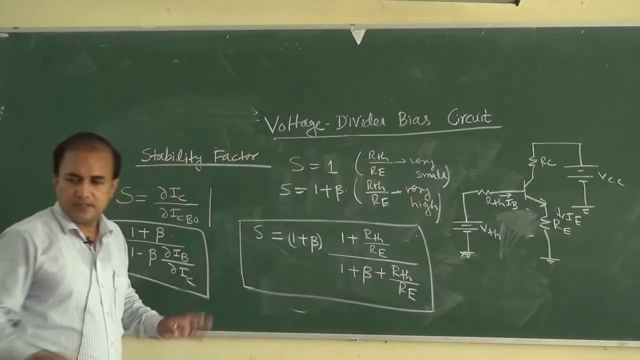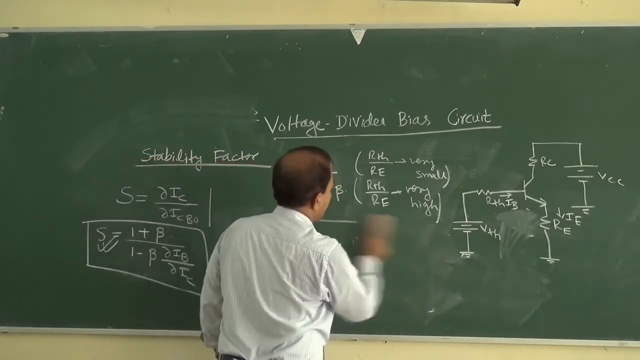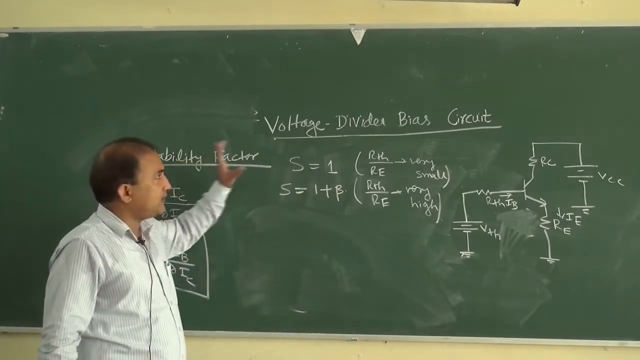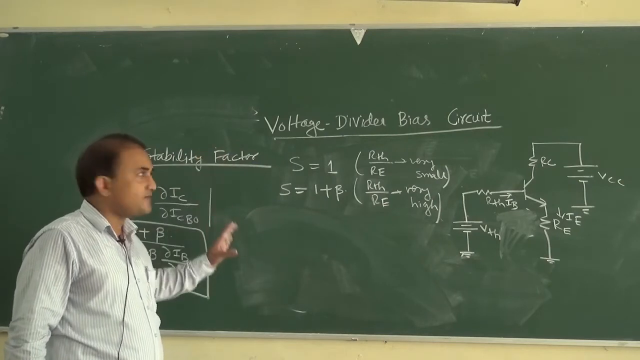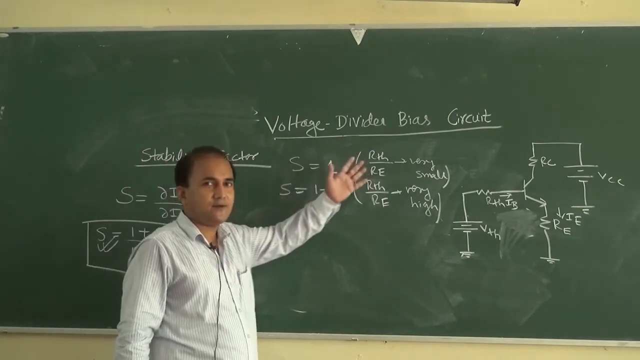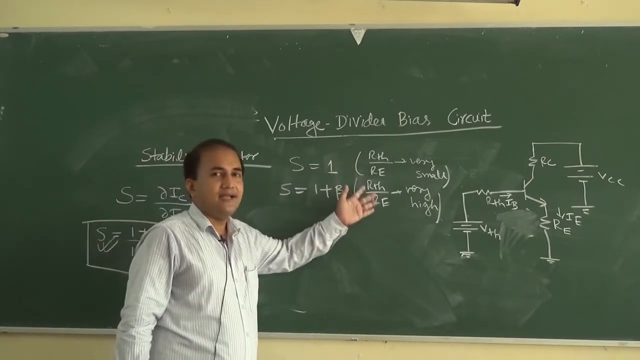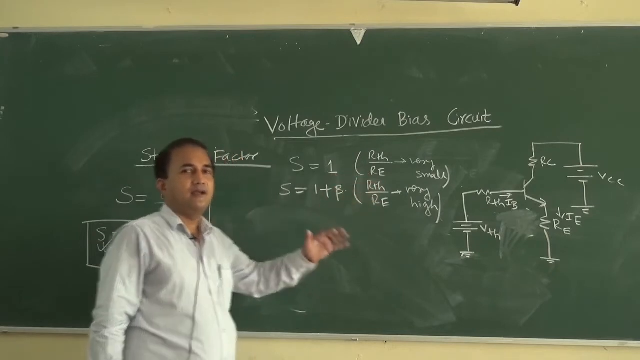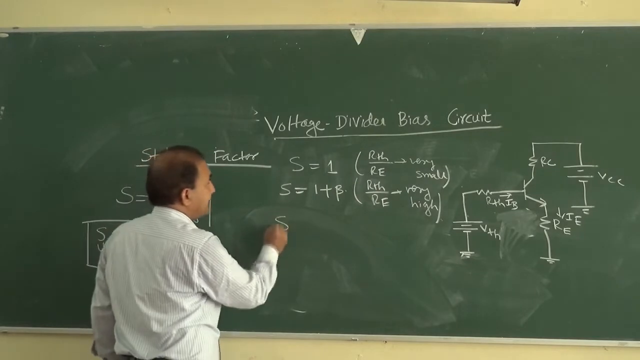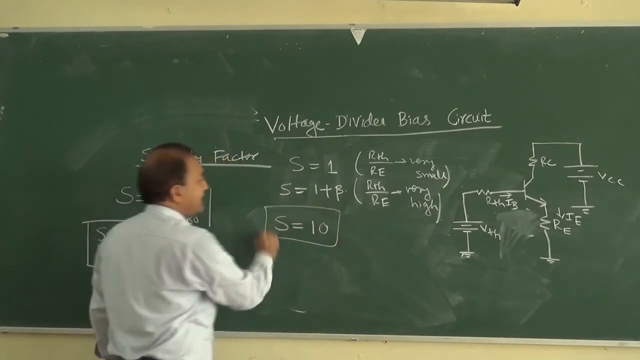Okay. So the value of stability factor for this voltage divider bias circuit varies from 1 when Rth by Re is very small to 1 plus beta when Rth by Re is very high. Okay. And in the practical case, stability factor for this circuit is approximately in the range of 10.